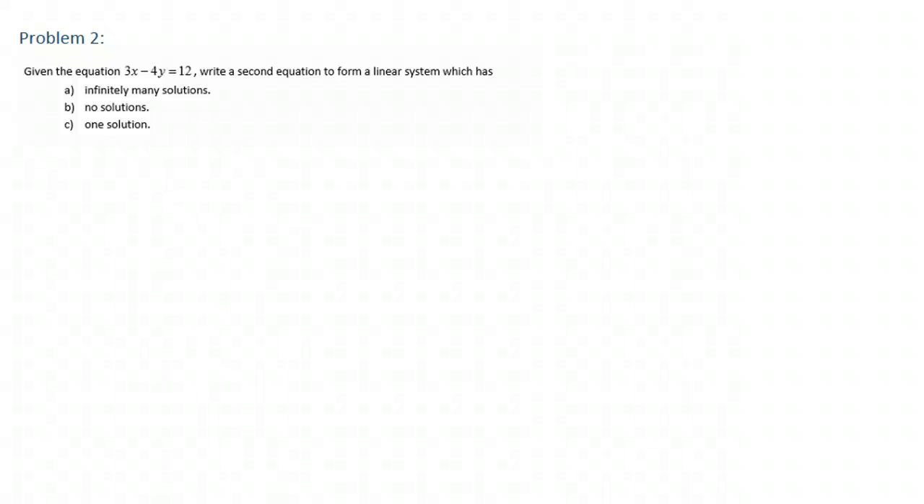Hello, this was another question requested from a student in our linear systems unit. So given the equation 3x minus 4y equals 12, we want to write a second equation to form a linear system which A has infinitely many solutions, B has no solutions, and C has one solution.